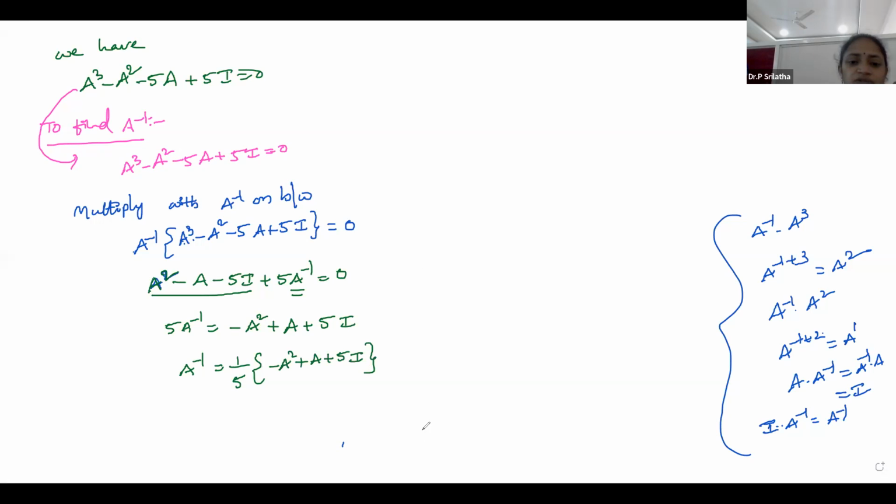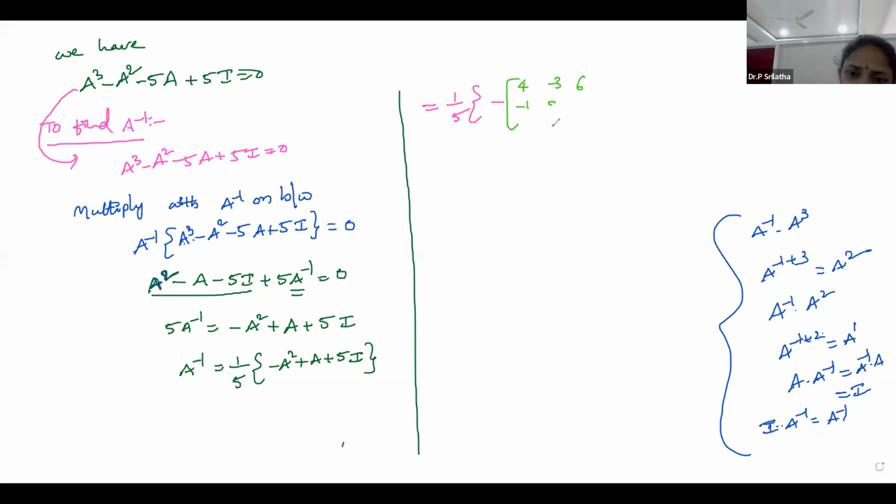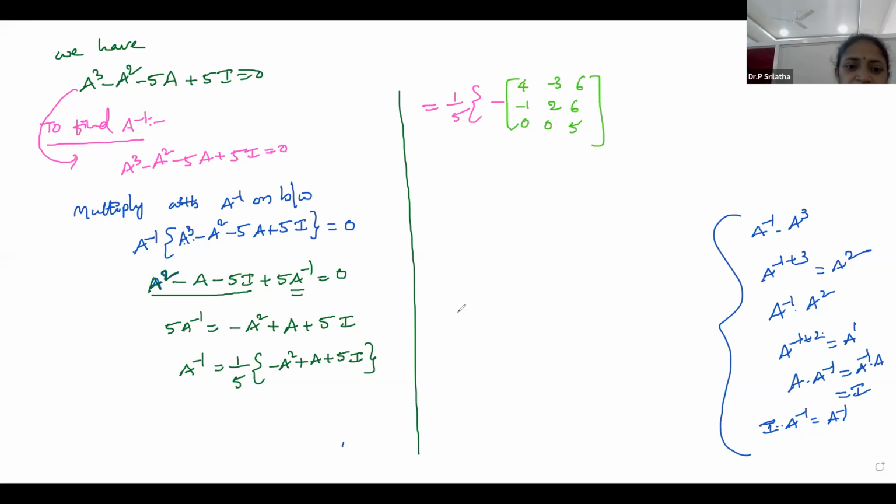So what is A square? Already we have done it in the verification. So what is A square matrix? 4, minus 3, 6; minus 1, 2, 6; 0, 0, 5. Plus A.